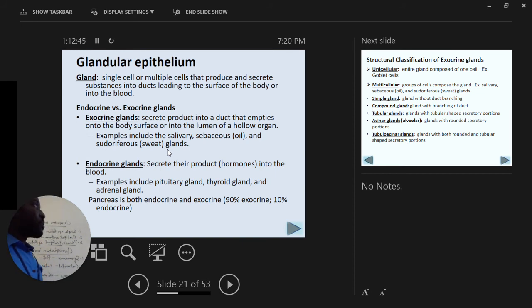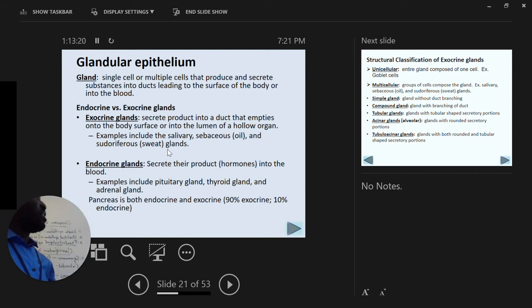Good. Now, an example of this is the salivary gland. There is a salivary duct that helps to bring the secretion to your mouth. Then you have it in sebaceous glands and sudoriferous glands, which are sweat glands. Sweat glands also have sweat ducts that bring the sweat out, right? Now you have another kind, endocrine. Endocrine glands secrete their product into the blood. Does that make sense? They just put it into the blood.